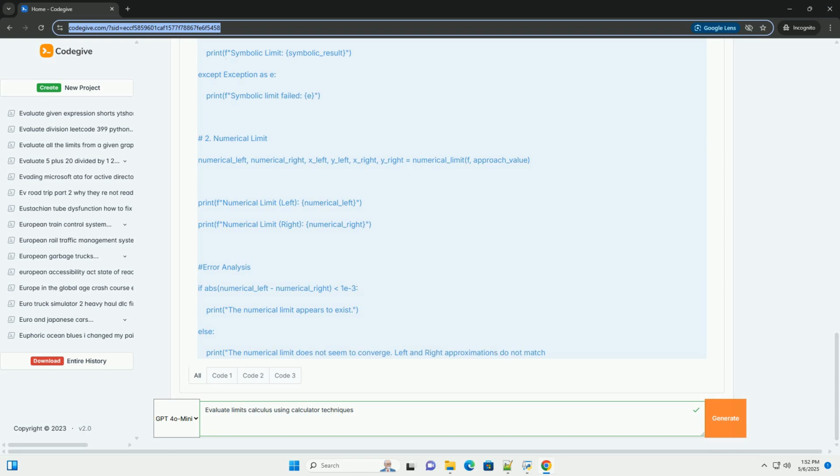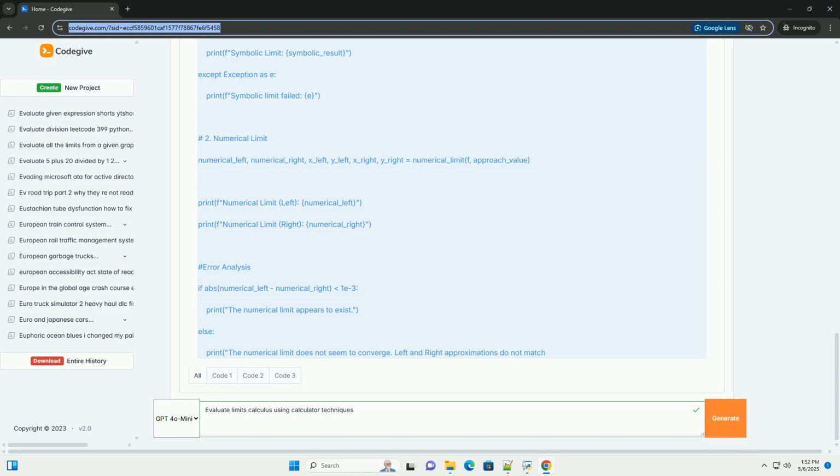Important considerations. Choice of delta. A smaller delta generally gives a more accurate approximation, but can lead to numerical instability, for example division by very small numbers. Experiment to find a good balance. Discontinuities. Pay close attention to functions with discontinuities or singularities near a. The limit may not exist, or the calculator might give misleading results.